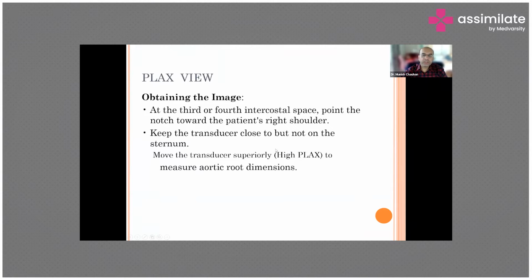Some of the things you don't need to remember right now, such as the aortic root dimensions or what you're seeing. Just get accustomed to handling the probe and getting an image of the chambers that you see. For starters, that is good.